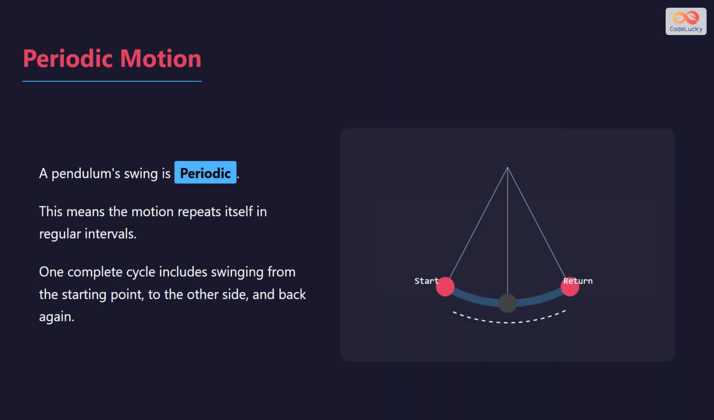This back and forth swing is what we call periodic motion. Periodic means the motion repeats itself in equal intervals of time. One complete cycle isn't just a swing to one side, but a swing all the way to the other side and back to the starting position. This repetition is perfect for modeling with trigonometry.